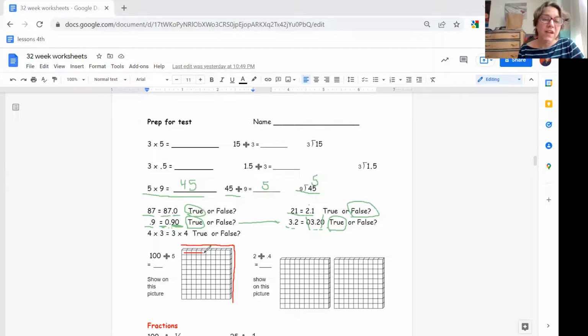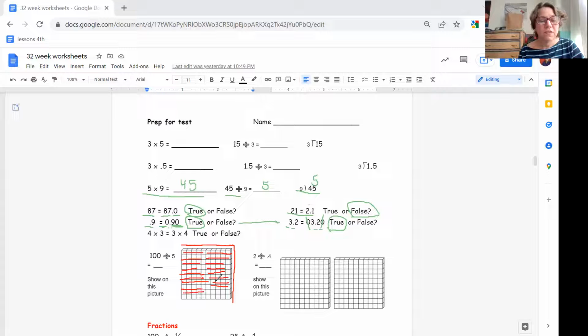1, 2, 3, 4, 5. 1, 2, 3, 4, 5. You got the idea. What am I doing? How many is this? How many? Remember, this is part of this. How many is this? I'm going to be doing this.